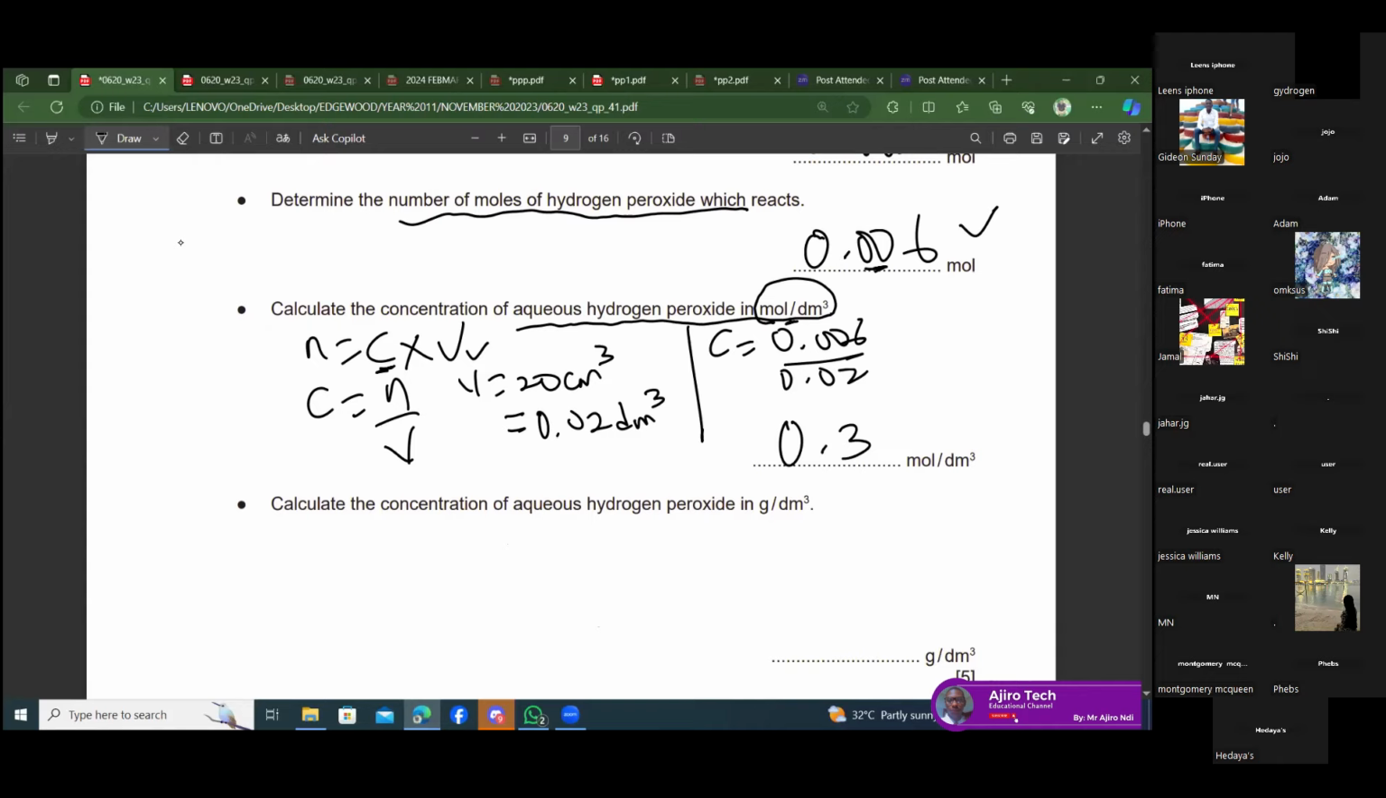Now the next question is saying calculate the concentration of aqueous hydrogen peroxide in g per dm³. Now we have the concentration in mol per dm³.